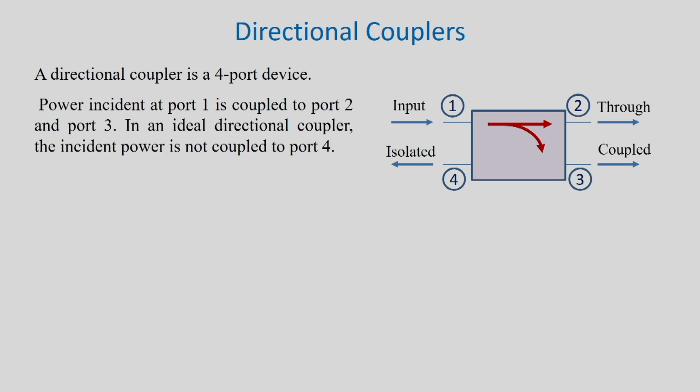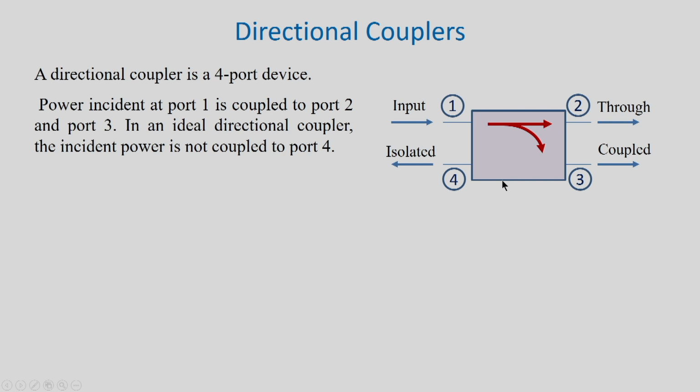Power incident in port 1 is coupled to port 2 and port 3. In an ideal directional coupler, the incident power is not coupled to port 4, and therefore, this port is called isolated port. Power gets divided between port 2 and port 3.